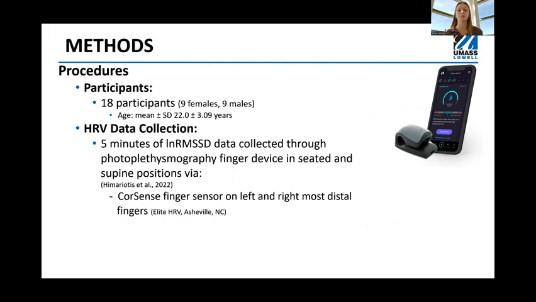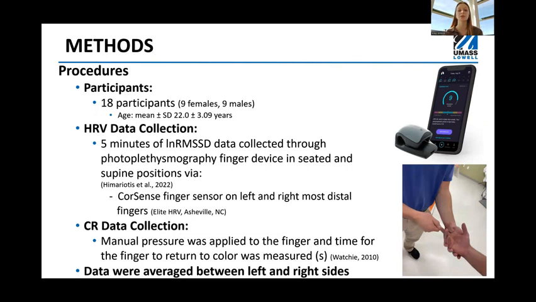The finger sensor can remove artifacts that may indicate an ECG abnormality when they are not due to the electrical activity of the heart, such as movement or shaking. Capillary refill data was collected through applying manual pressure to the participants' left and rightmost distal fingers. The duration for color to return after finger blanching was recorded in seconds. Results for both the HRV data collection as well as capillary refill were averaged between left and right sides for seated and supine positions.